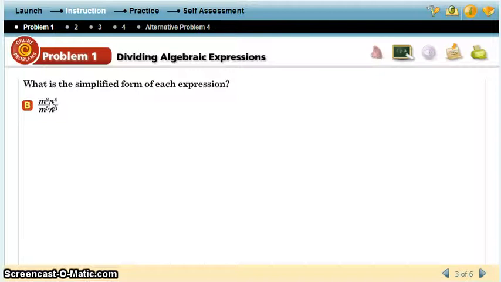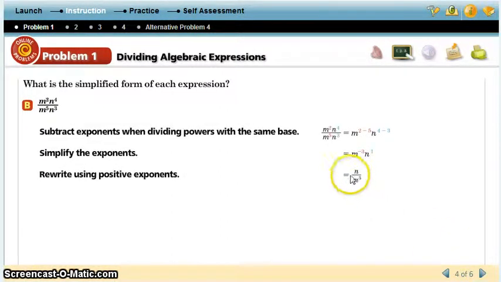If I cover up my m's, let's think about what we're going to have to do with our n's. n to the 4th divided by n to the 3rd. The like base is n, so I'm going to have to subtract 4 and 3. So this is what this is going to look like. They've set this up for you: like base m and subtract 2 minus 5, and then like base n and subtract 4 minus 3.